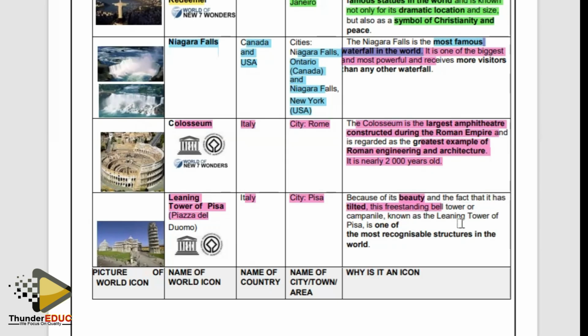It started leaning during its construction, and it has always stood like that without falling. So it is one of the most recognizable structures in the world. So that is the Leaning Tower of Pisa. Moving on to the next icon.